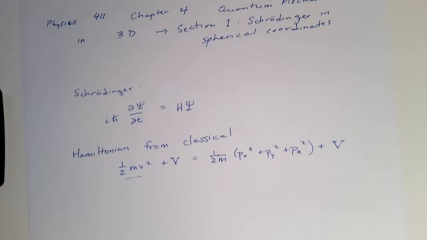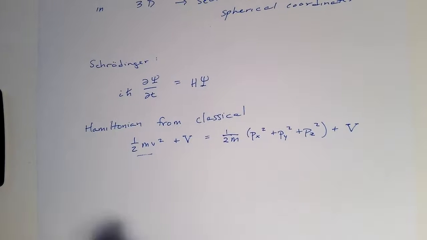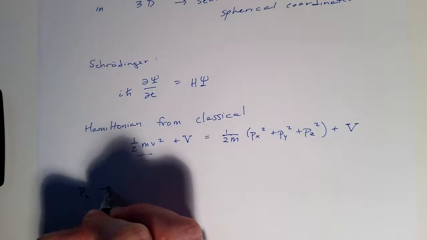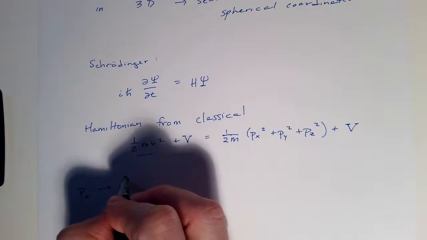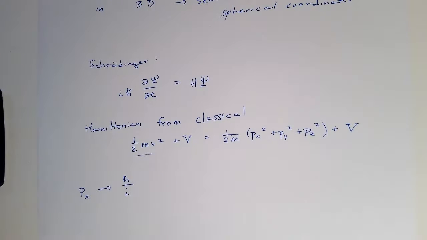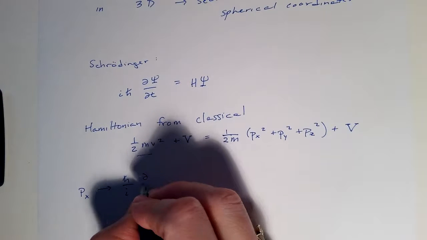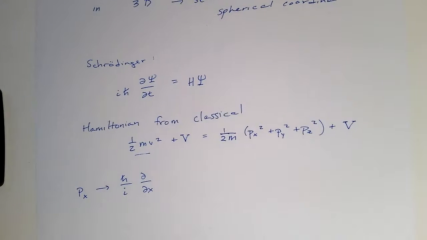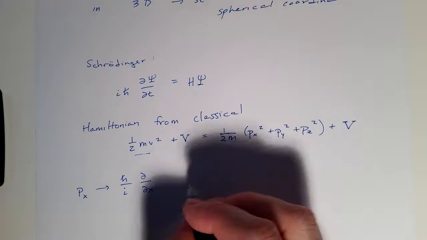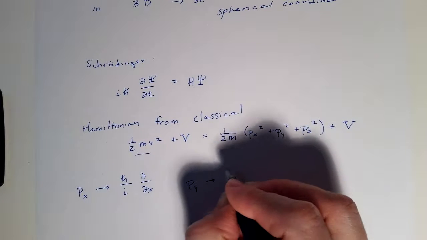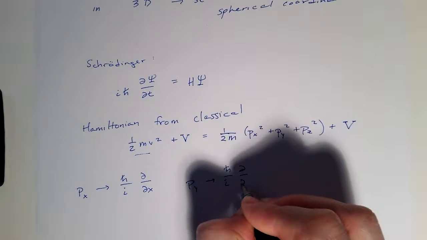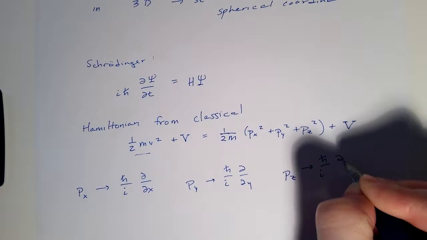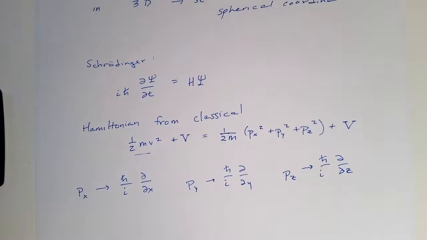All right, so in our work so far in quantum, we've written our momentum in terms of an operator, right? And that operator was h bar over i and a derivative. So now that we are in 3 dimensions, we're going to have a partial derivative in x, in y, and in z. So we are going to have momentum operators that look like this. Easy enough, right?